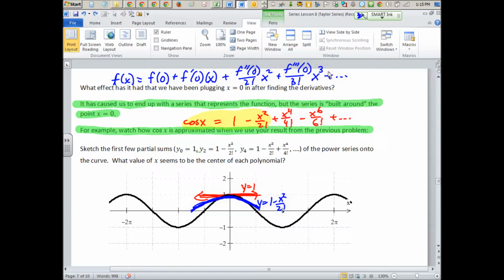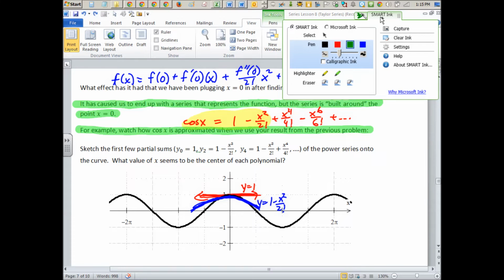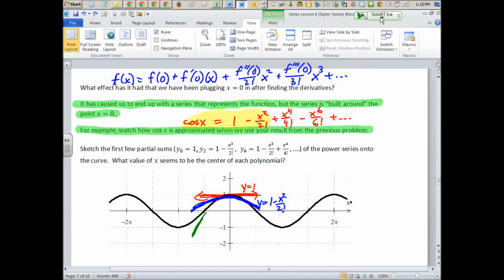If you use the first few terms, you can see the interval of convergence seems to be growing a bit. So I'm going to do green for this next one. But basically, it's going to look something like this now. An even tighter fit. And this is with 3 terms.